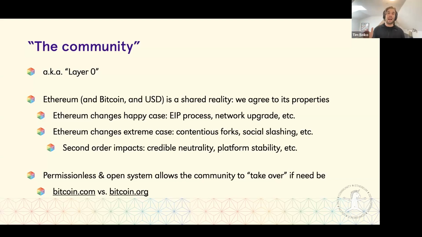And as you have these more extreme cases, the second order impacts become really important, right? Because it becomes a question of what are the values that we want Ethereum to have? If we want to have credible neutrality, is there one of the forks that affects this to an extent versus not? If we want platform stability, if we want Ethereum to be somewhere where we expect applications to stay and be used for a long time, is a contentious fork or a social slashing coming at a cost to that?